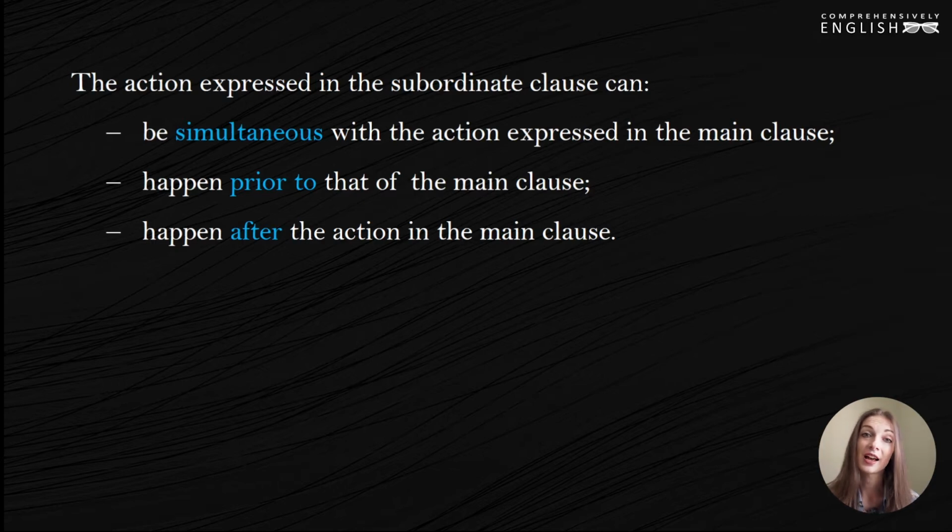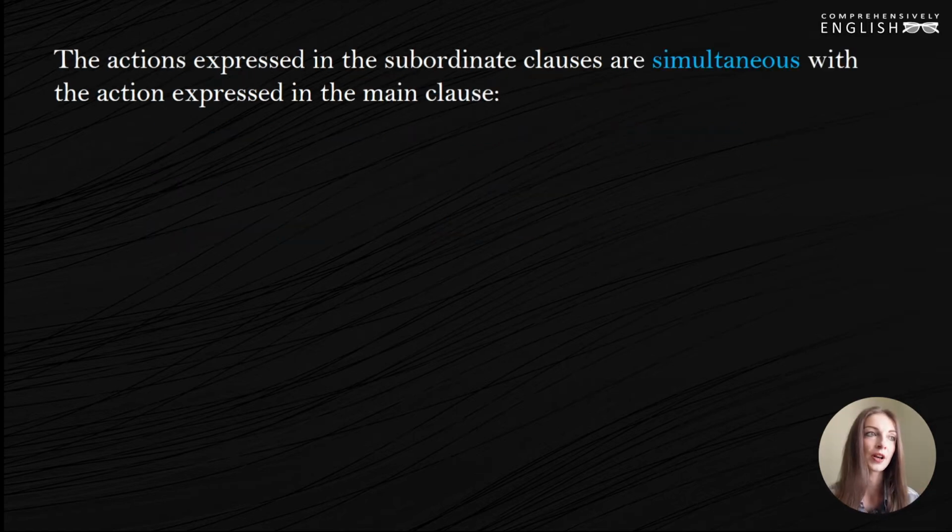Apart from what has just been said, the actions expressed by the verbs in the main clause and by the verbs in the subordinate clause can be simultaneous or not. We can have three different scenarios. The action expressed in the subordinate clause can be simultaneous with the action expressed in the main clause, it can happen prior to that of the main clause, or it can happen after the action in the main clause. The choice of tenses will also depend on this. Let's see. The actions expressed in the subordinate clauses are simultaneous with the action expressed in the main clause.